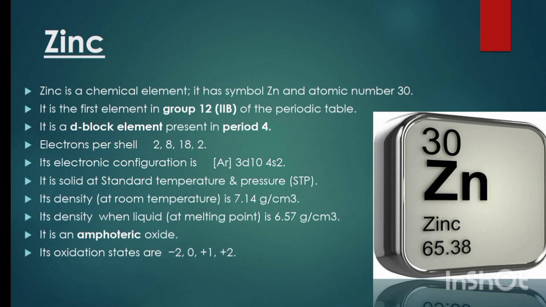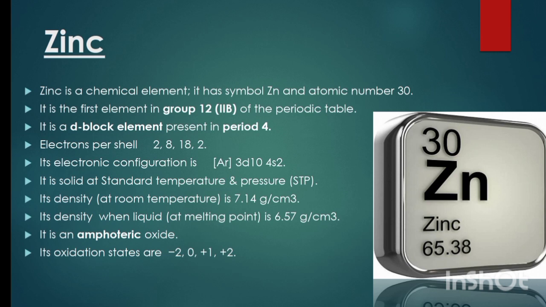It is solid at standard temperature and pressure. Its density at room temperature is 7.14 grams per cubic centimeter. Its density when liquid at its melting point is 6.57 grams per cubic centimeter. It is an amphoteric oxide. Do you know what is meant by the term amphoteric?